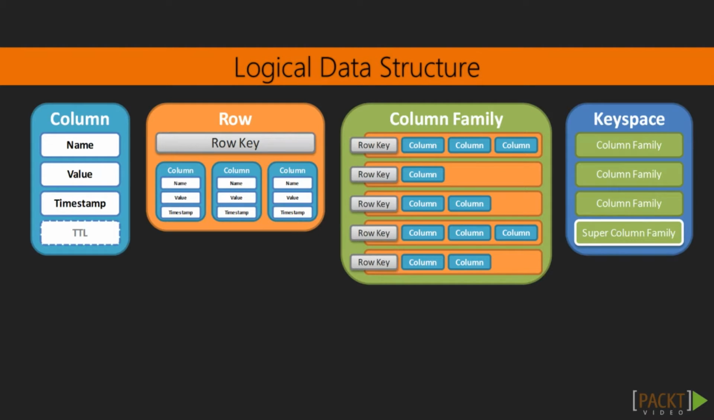The outermost element is key space. It holds a set of column families and contains replication settings of how data is distributed and replicated in the cluster. Though a key space can hold a special structure known as a supercolumn family, it's seldom used anymore.